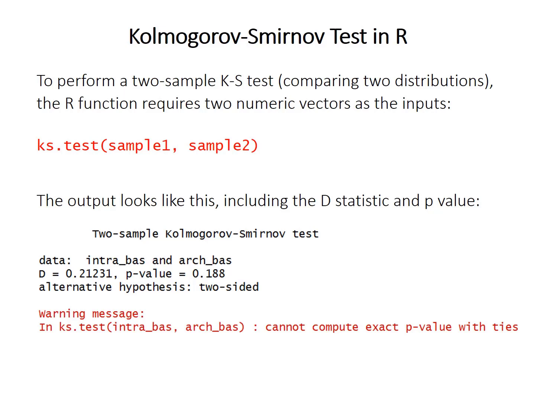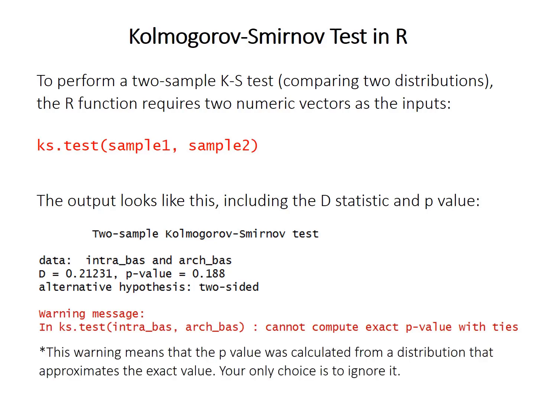which comes up if the sample has at least some values that are exactly the same. These are ties, right? If one of the data sets has the value 12 three times, that's a tie. So in this case, R can't compute the exact p-value, so it just estimates the p-value from a distribution that approximates the true null expectation. There's not much you can do about this. I mean, your data is what the data is. So you pretty much just have to ignore the warning.